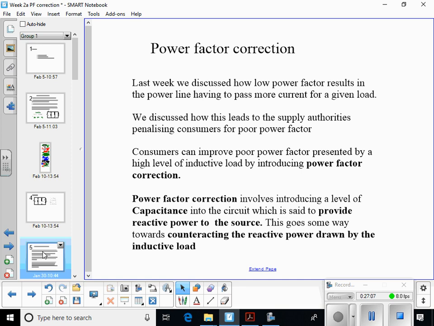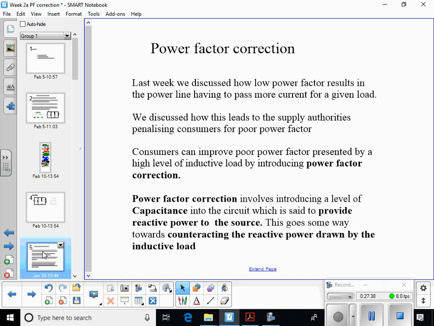Last week, we discussed how low power factor results in the power line having to pass more current for a given real watts load. And we discussed how that leads to the supply authority penalising consumers for poor power factor by charging you on your maximum demand.